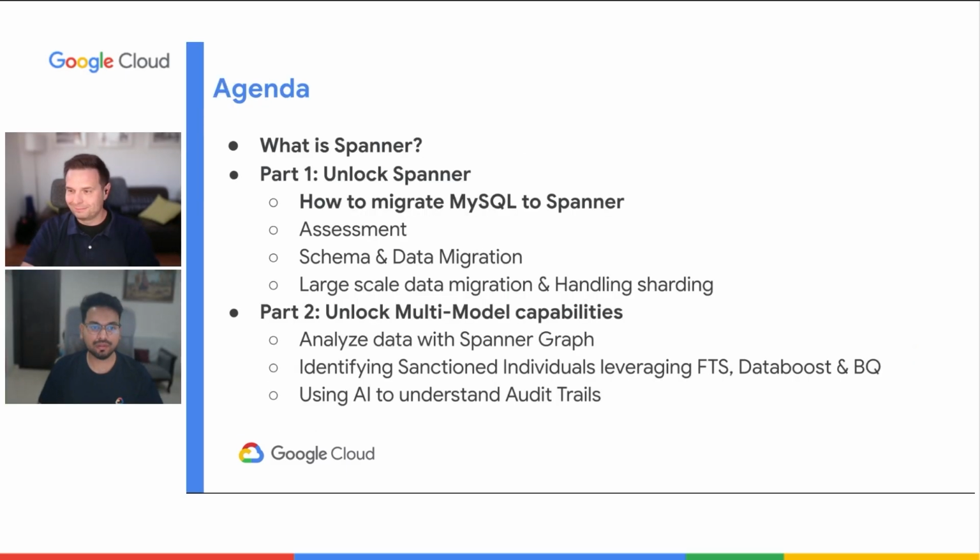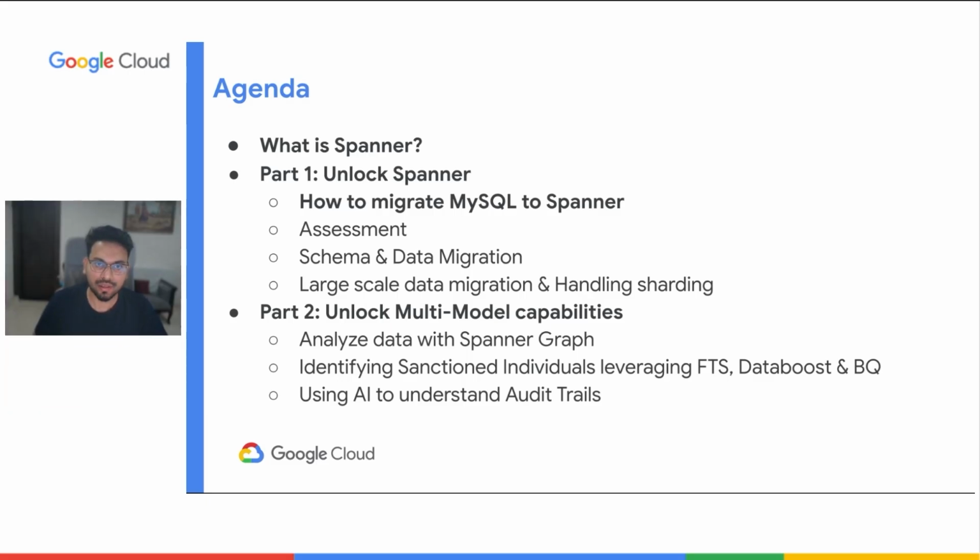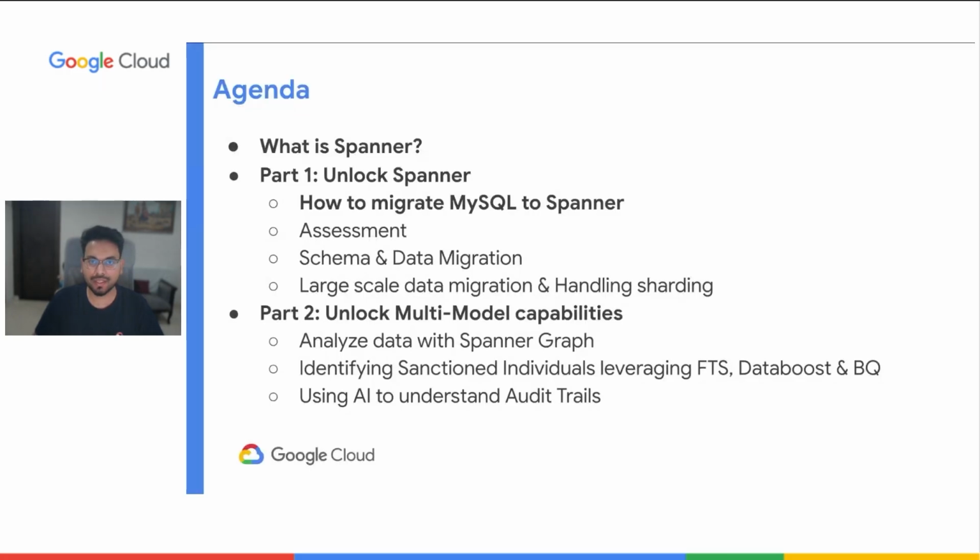Thanks, Abs, for the great introduction on Spanner. In today's demo, I will go through two steps. The first step is to actually migrate a sample MySQL application, which is what Abs described, to Spanner. We will look at the various processes that are involved during the migration. And once the migration is done, we will start looking at how it systematically unlocks various multimodal capabilities that Spanner provides. We will start with Spanner Graph and then move on to full text search, federated queries, as well as how to use AI to leverage auditing of your business logs.